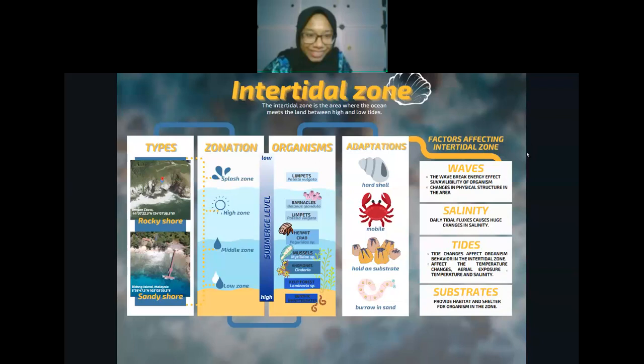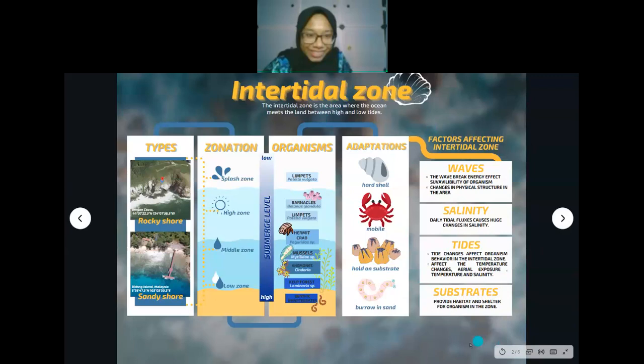As you can see in the center of the graph, there is a submerged level. On the low zone, we have a high submerged level. On the middle zone, less, and the splash zone has the lowest submerged level. This zonation impacts the distribution of the marine organisms and their behavior.